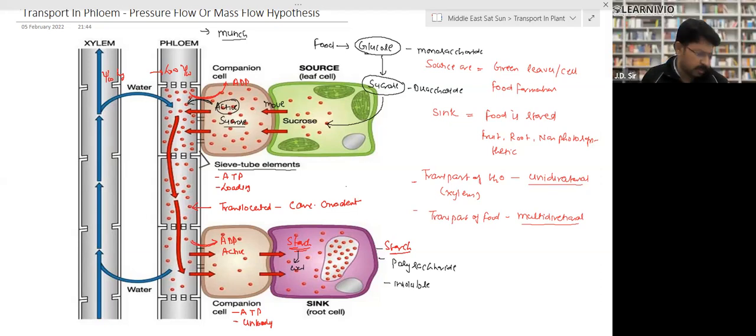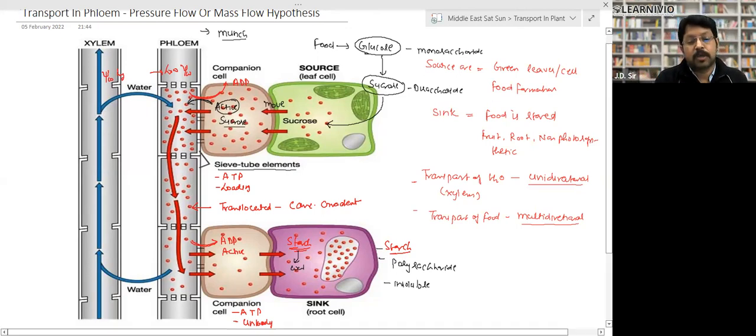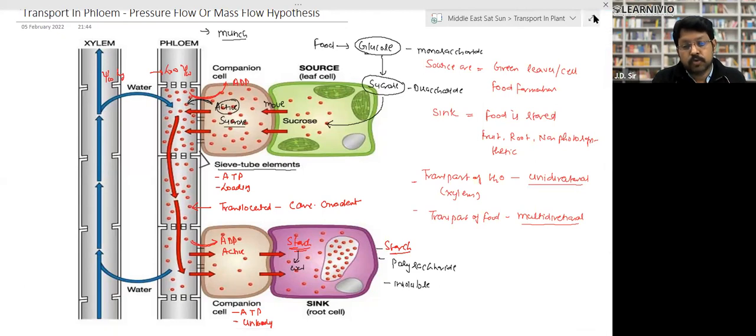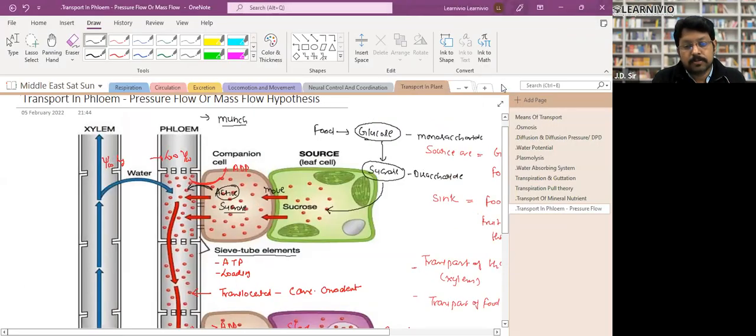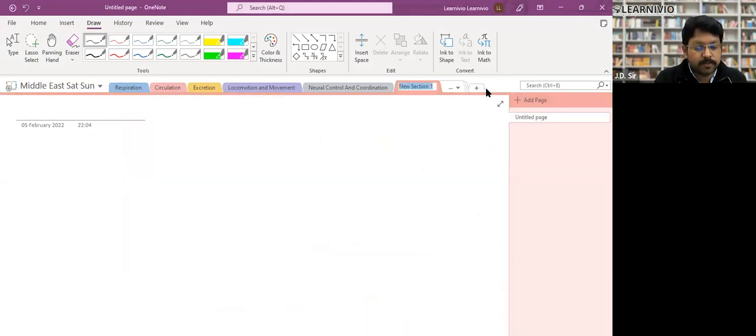The next chapter is a very easy kind of chapter. Transport was not easy, but in the next chapter you have to remember lots of things. From your angle, there are lots of things to cram, and very little to understand in this chapter. That is the mineral nutrition chapter.